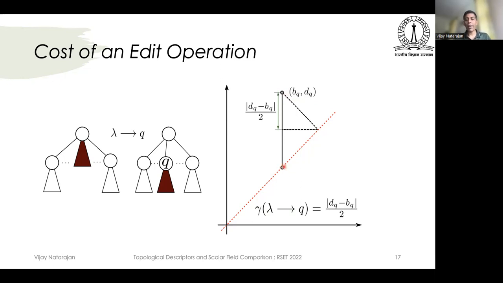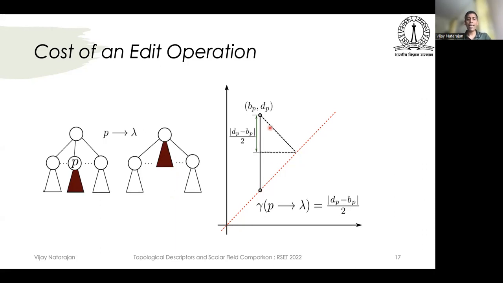A point on the diagonal is one which is born and dies at the same time. So essentially a null, right? That's lambda. So the cost associated with insertion, that is lambda going to Q, is the cost associated between these 2 points on the plane. And the way we describe it is as the length of this edge divided by 2. This fraction of 2 is introduced for technical reasons. We want to associate this cost both to Q and to its other endpoint, and hence the factor 2.